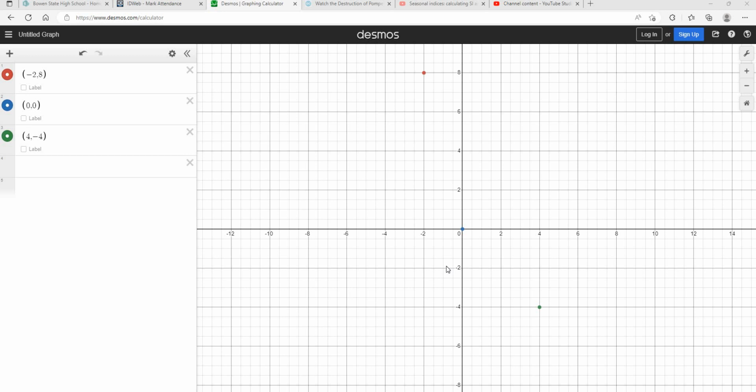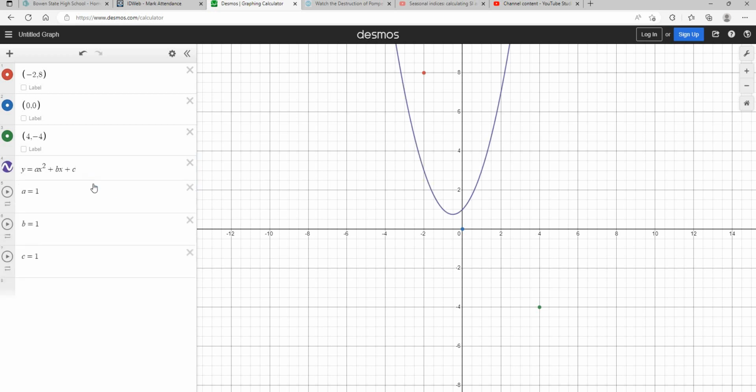Do we all have our points in? Okay, what I want you to do is write this. Y equals ax squared plus bx plus c. Shift 6 will give you the up arrow, which then puts it up there. And then underneath where it says add slider ABC, I want you to click all.